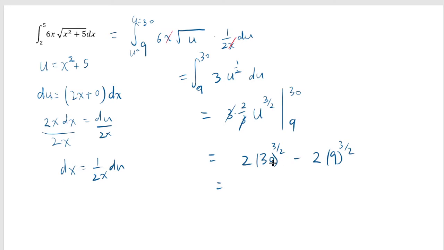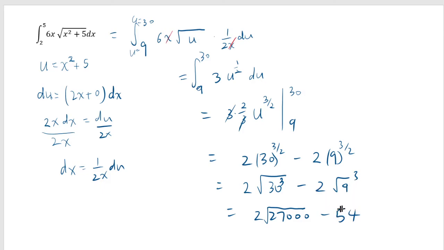Okay, so this is 2 times square root of 30 cubed, and 2 times square root of 9 cubed. 30 cubed is 27,000 square root, and then square root of 9 is 3 to the 3rd power is 27, times 2 is 54. So that's going to be your answer.